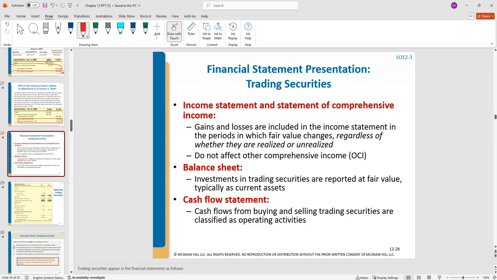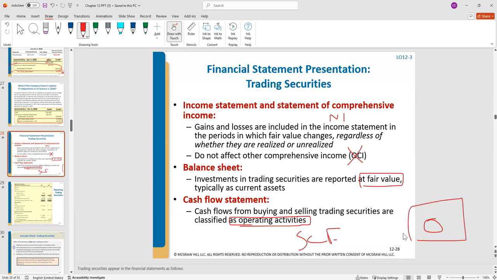So when we talk about trading securities, on the income statement, like I said, the changes in value are going to go in net income, not OCI. On the balance sheet, we're talking about fair value. And whenever we buy and sell trading securities, debt securities, that is going to go in the operating activity section of the statement of cash flow. So this one is different. Operating when you buy or sell. The other two, held to maturity and AFS, are in the investing section. So I'm just going to put a little star there. That's different.